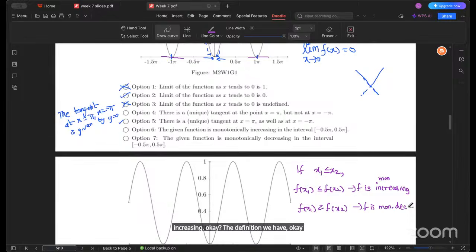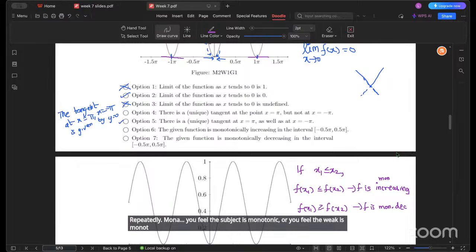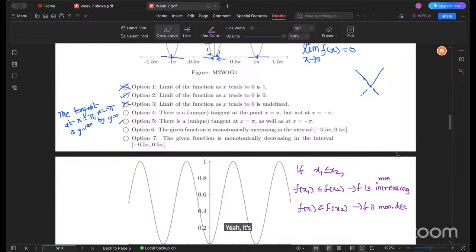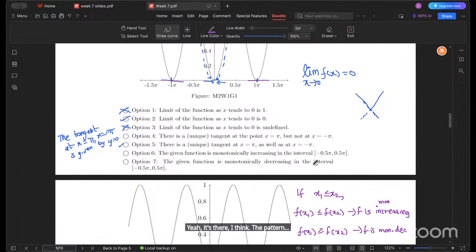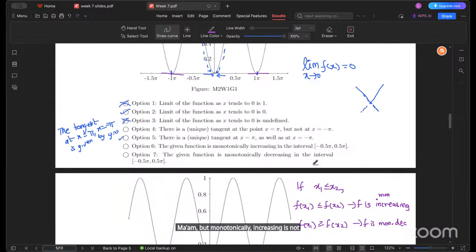So now what does the word monotonic refer to here? Repeatedly, you feel the subject is monotonic or the week is monotonic, like it's kind of a repeated pattern. So repeatedly, again and again, it's increasing. Yeah, it's a pattern. Monotonically increasing is not the same as strictly increasing, right?